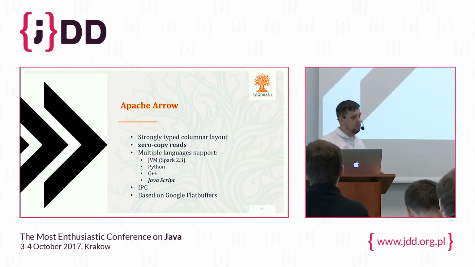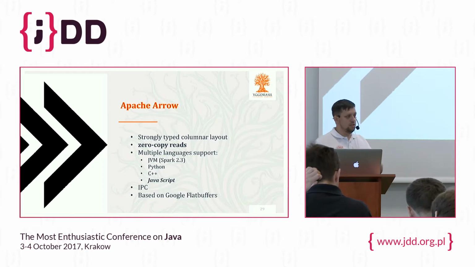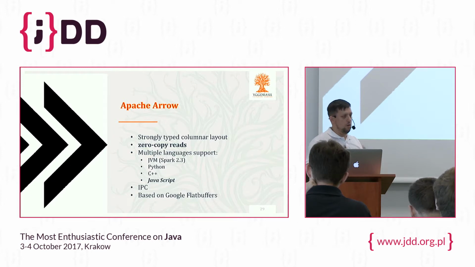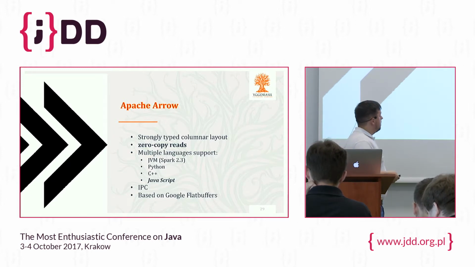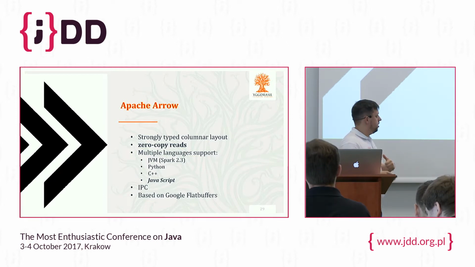Arrow also supports inter-process communication. That means you can send one message to another system, but storing in memory and then referencing only the memory address where to read. And behind the scenes, in case of the Parquet, we have a Thrift serialization. Here, we have Google FlatBuffers.